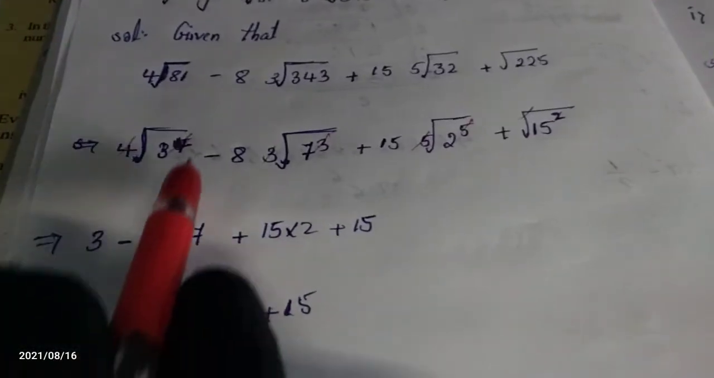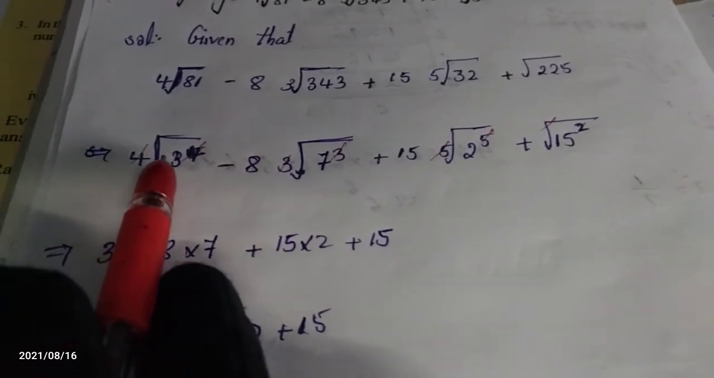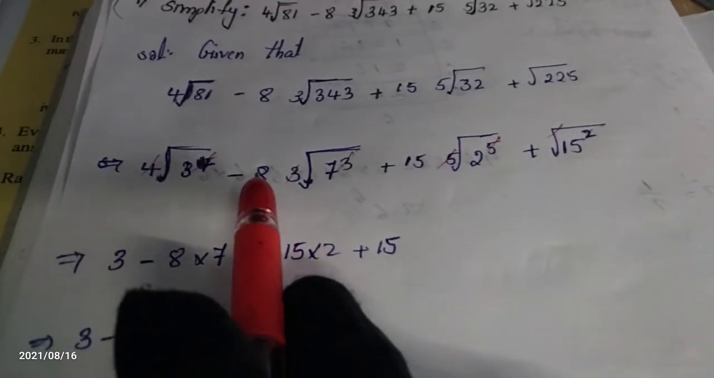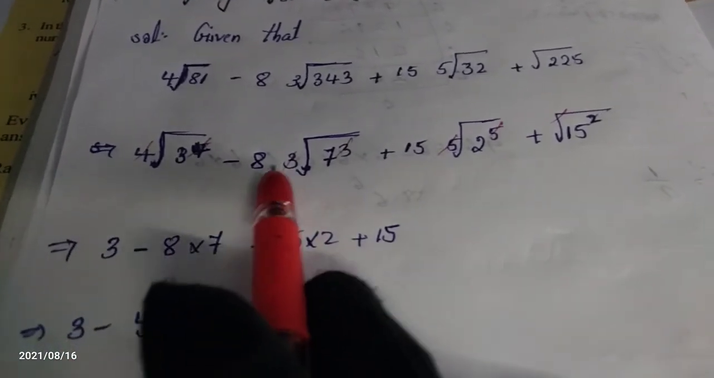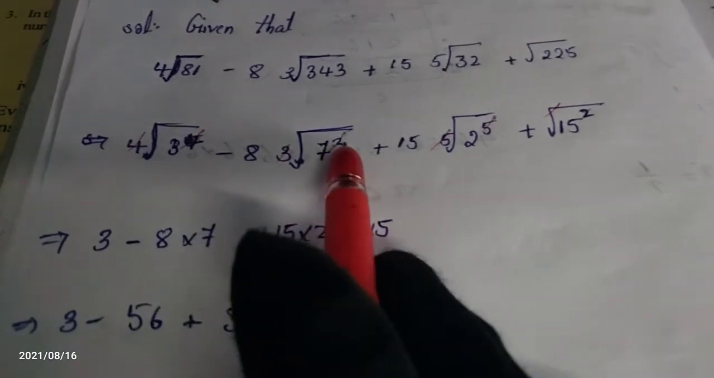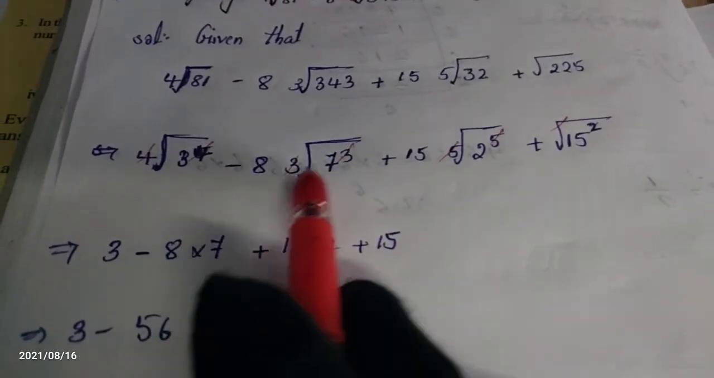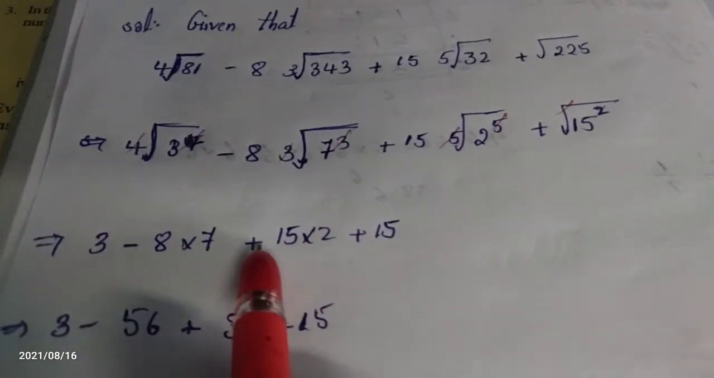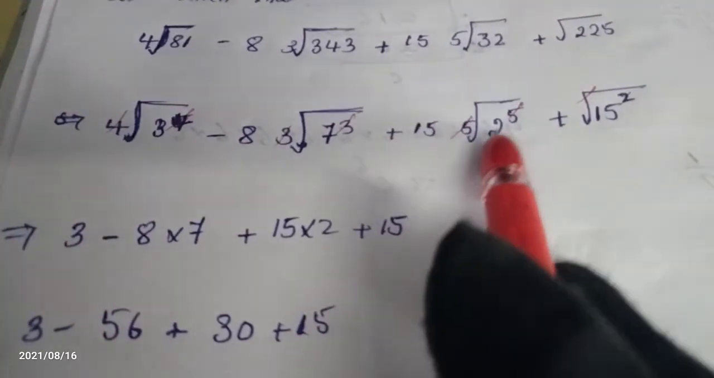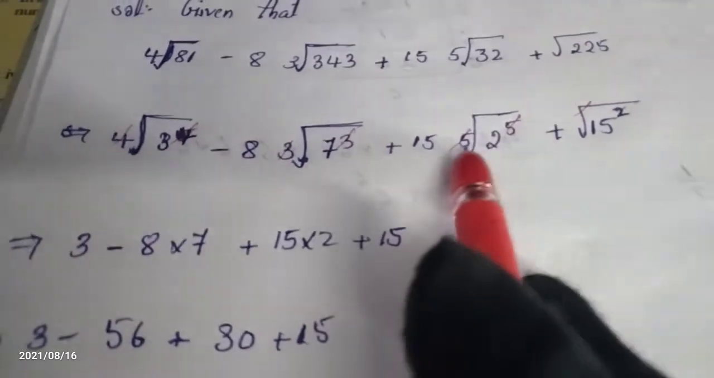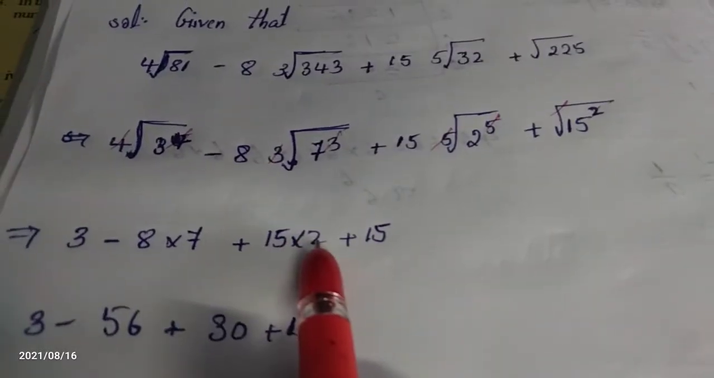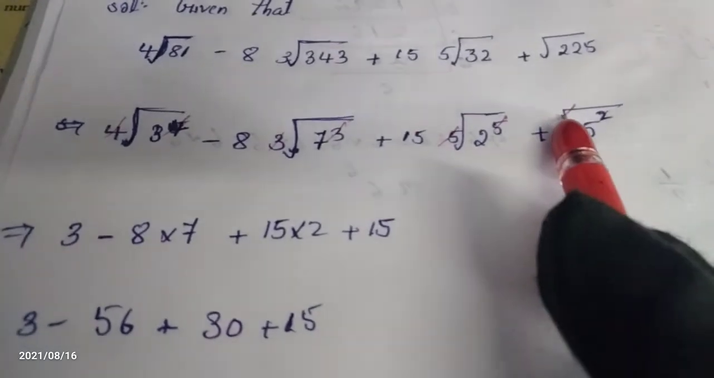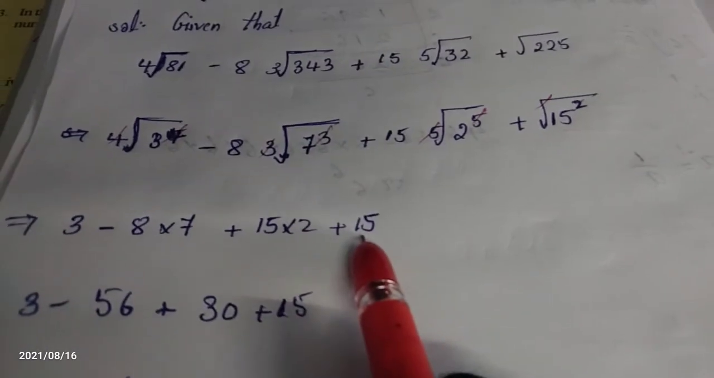In the next step we cancel the powers and roots. The fourth root is there and 3 to the power of 4 is there, the 4 gets cancelled, we get only 3. Minus 8 is as it is. Cube root and cube get cancelled, only 7 is left. 15 is written here. The fifth root and 2 to the power of 5 get cancelled, 15 into 2 is left. The square and square root get cancelled, 15 is left.